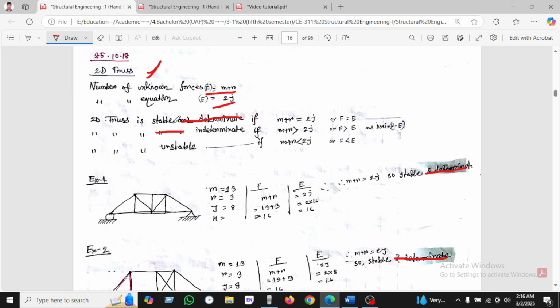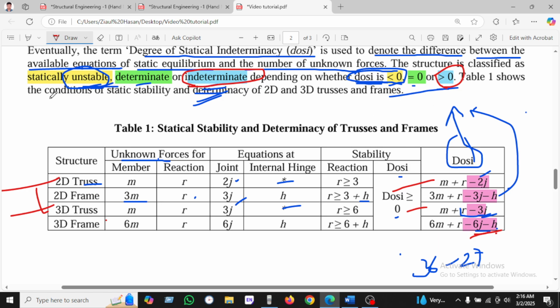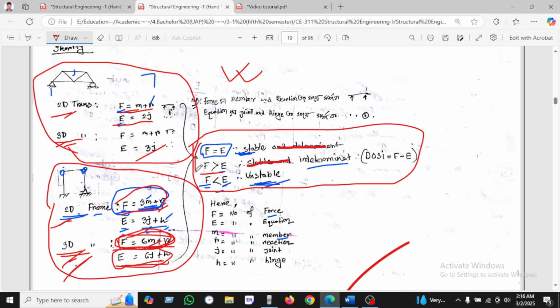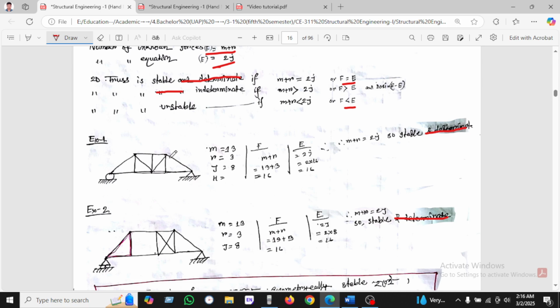As we know, the truss is stable if m plus r equals 2j, or F equals 0. The truss is indeterminate if m plus r is greater than 2j, or F is greater than 0. And the truss will be unstable if m plus r is less than 2j, or F is less than 0. These are the conditions, so let's see an example.